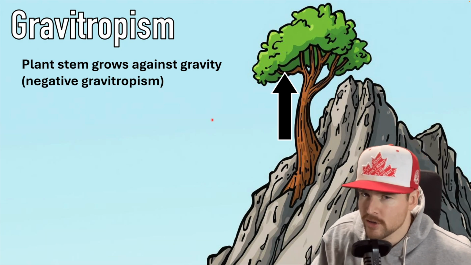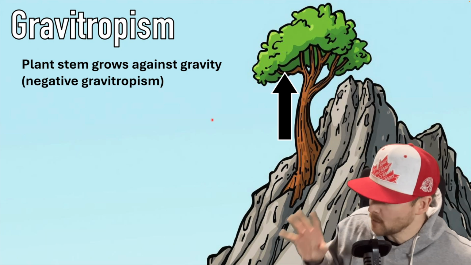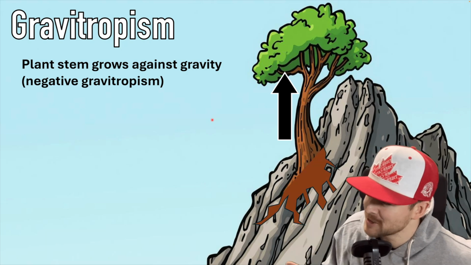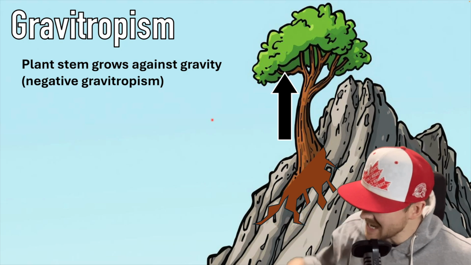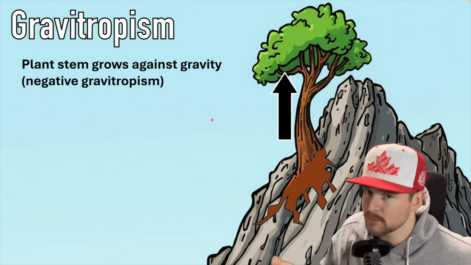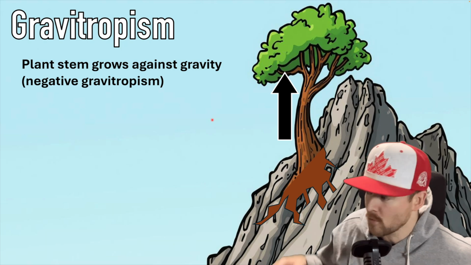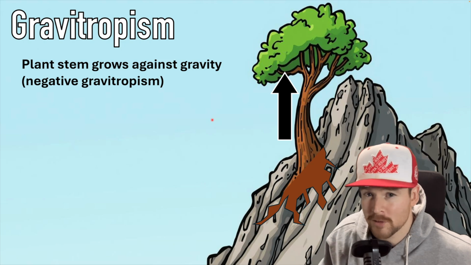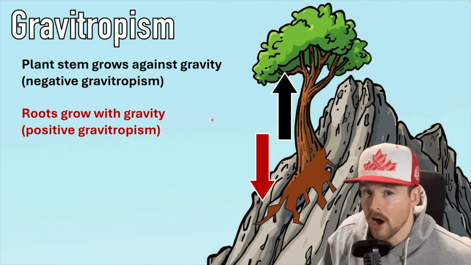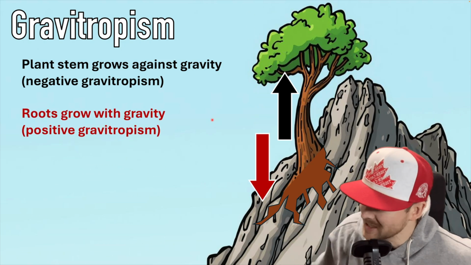But there's another part of the tree that we often don't think of. That's the roots. So I'll put in some roughly drawn roots here, but they're going in the opposite direction. They're going to want to grow down because that's where the water is going to get pulled by gravity. So they've got the best chance of getting water if they can go in the same direction that it's going to be falling. So the roots are going to show positive gravitropism and go in the same direction.